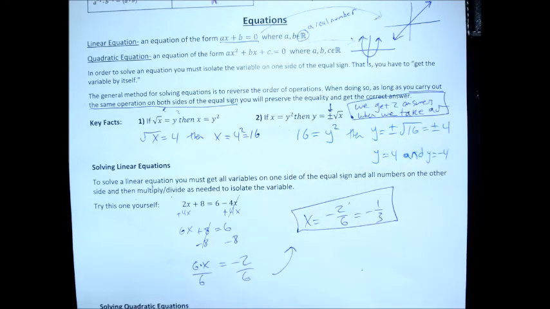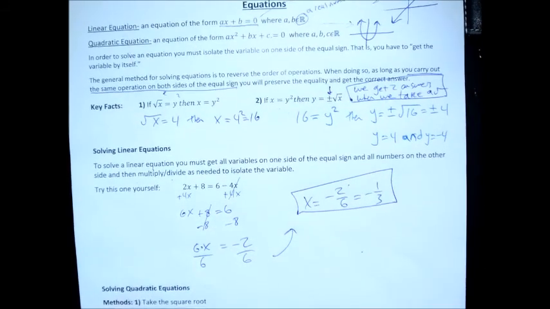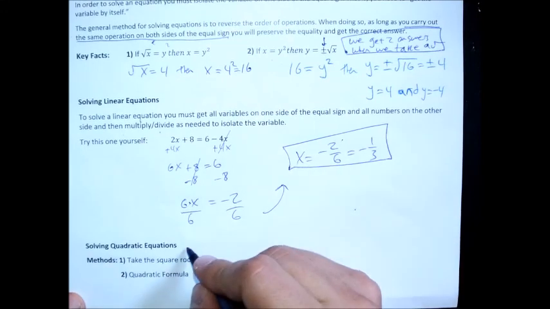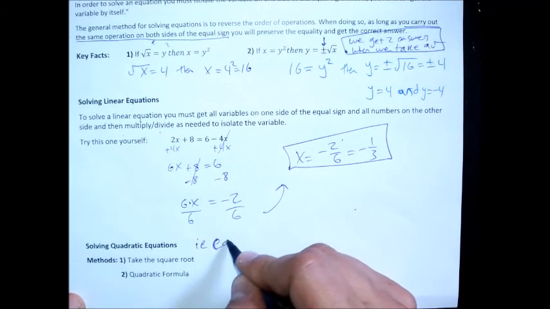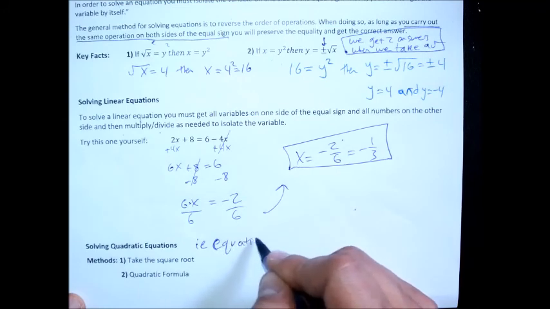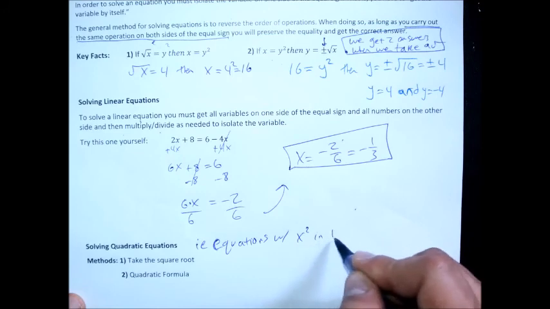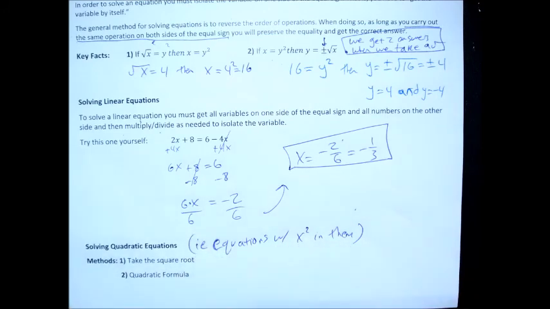Let's focus in on quadratics. So quadratics, quadratic equations, i.e. these are equations with x squared. That's what that means. So when you hear the word quadratic, you just think x squared. Quadratic means there's an x squared.